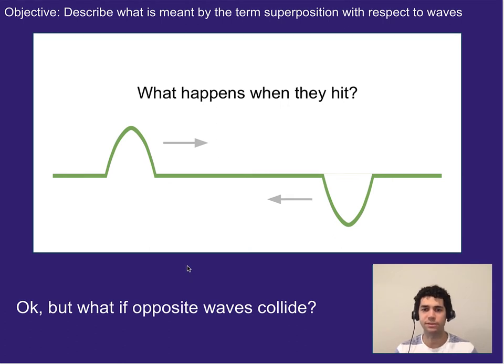So then take a moment and think about what happens if opposite waves collide. So we have here a positive amplitude and here a negative amplitude. What do you think that looks like when they're overlapping?